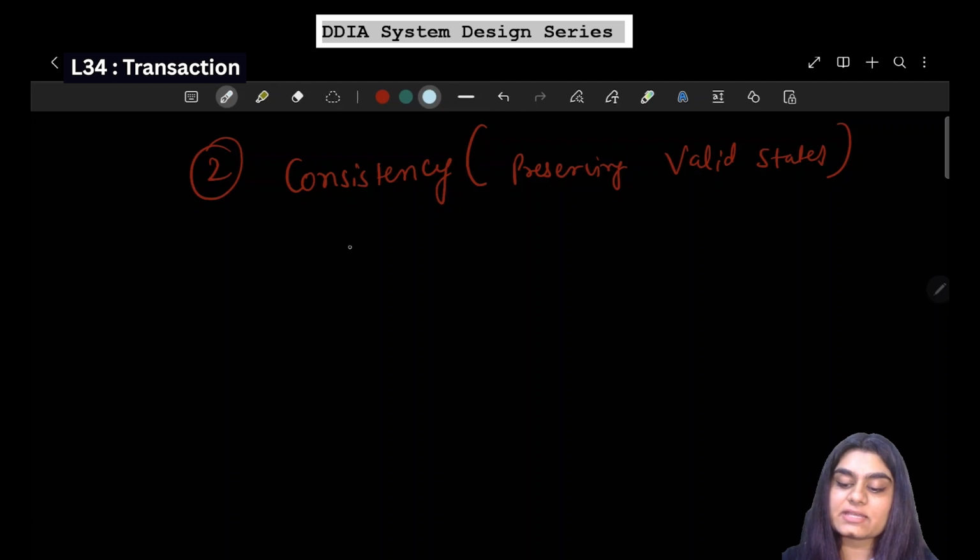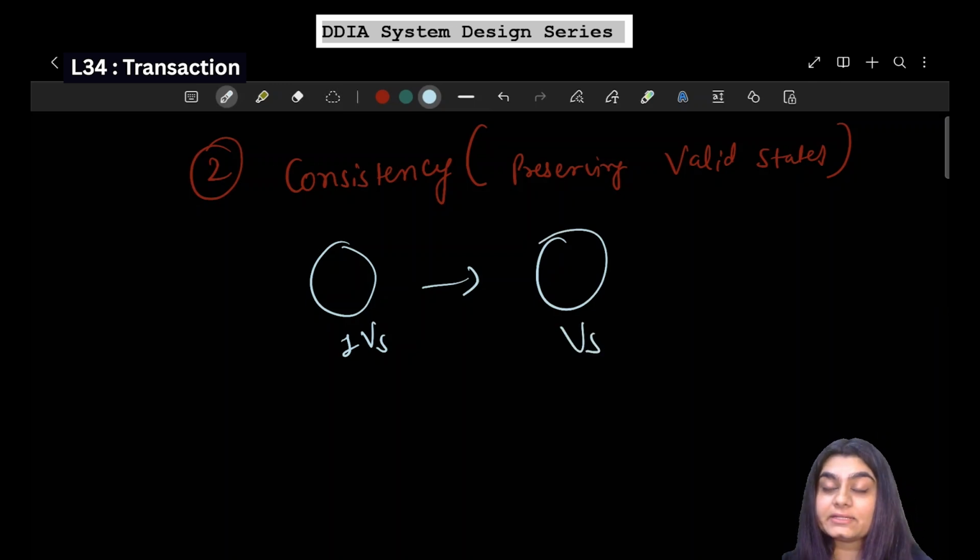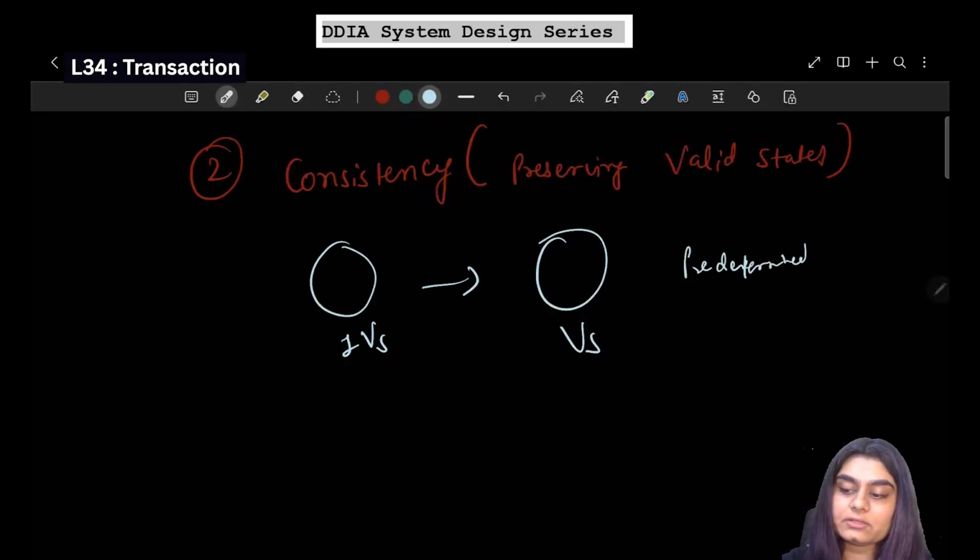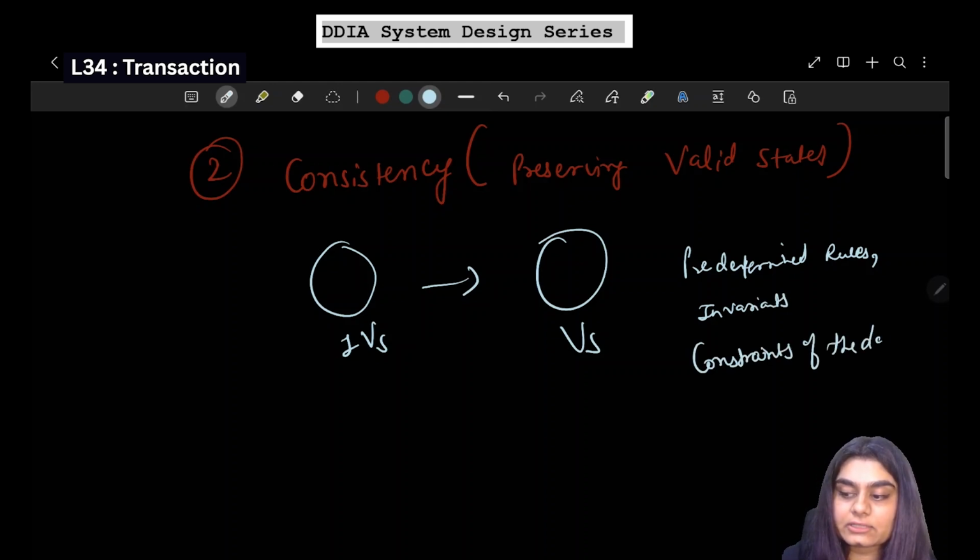Consistency means that a transaction takes the database from one valid state to another valid state, maintaining all predetermined rules, invariants, and constraints of the data. If a transaction would violate any of the integrity rules, such as uniqueness constraints, foreign keys, balance cannot go negative, etc., the transaction would not be allowed to commit. The database ensures that only the valid data according to its rules is saved.